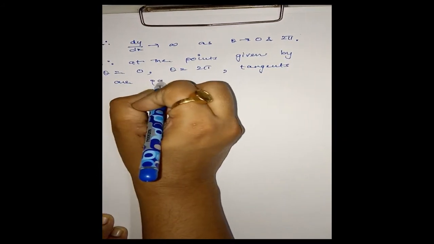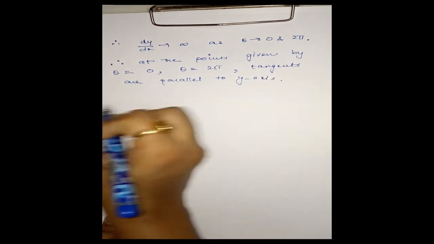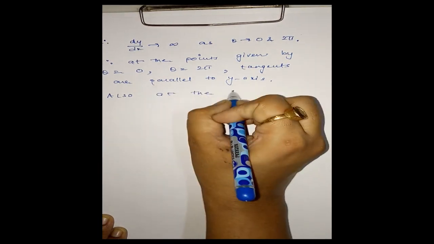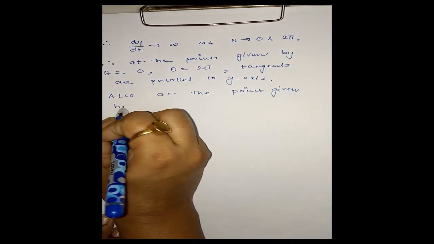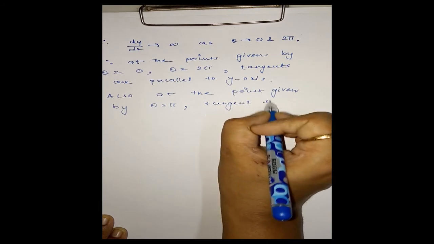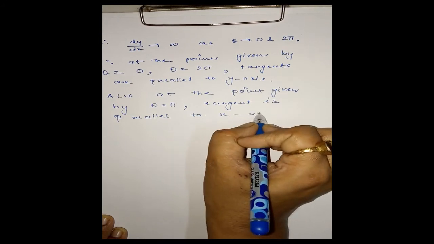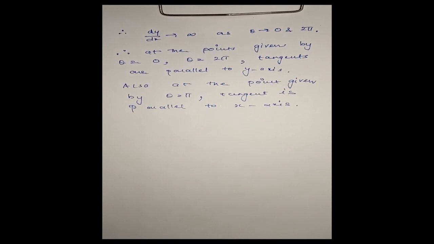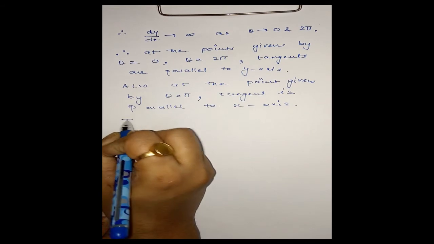Tangents are parallel to y-axis. Also at the point given by theta is equal to pi, tangent is parallel to x-axis. Okay. Since at the point theta is equal to pi, dy by dx is equal to 0. Okay. Now we will construct the table.